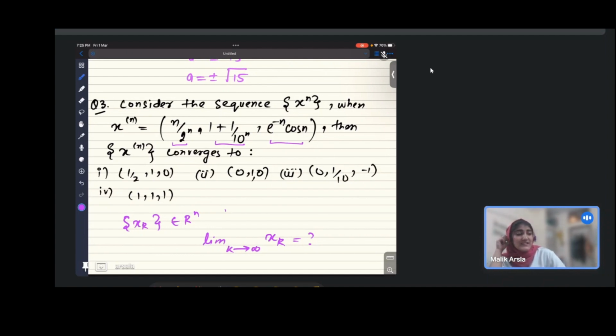So what does that mean? When n tends to infinity, each of these will converge individually to the components. Suppose xk is converging to a vector x1, x2, x3. Then this thing will converge to x1, this to x2, and this to x3. You can give any names, like v1, v2, v3. That is what we have to find. So take the limit n tending to infinity on each of these and tell me what you are getting.